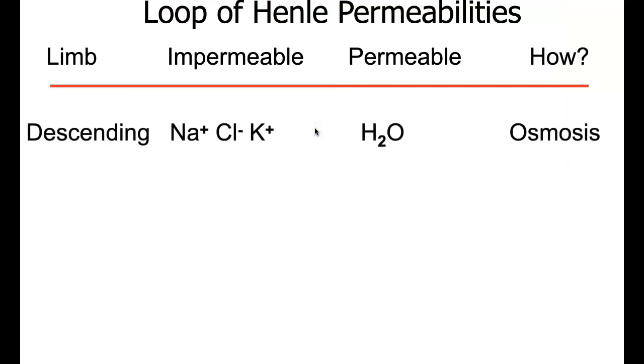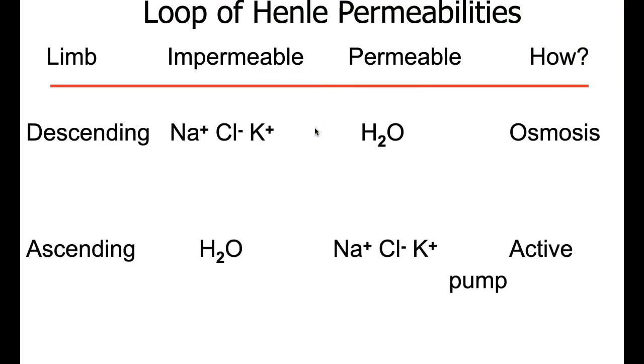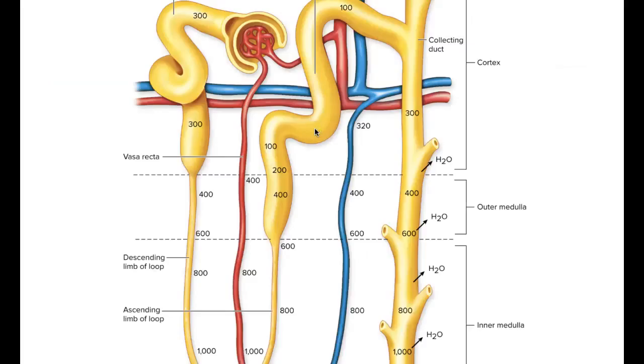As a reminder, the descending limb is impermeable to salts, but permeable to water. The ascending limb is impermeable to water, permeable to salts. So that means that we can use active pumps to pump those salts back in, reabsorb those salts, and then water is going to follow through osmosis. So we don't need active pumps for that water permeability.